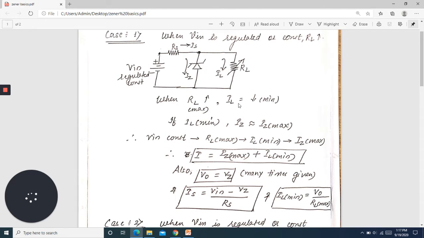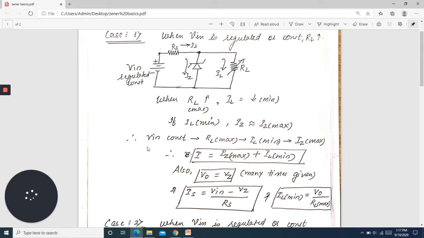So when RL is maximum, IL has to be minimum. When IL is minimum, that means a minimum amount of the total current flows through this RL, and the majority of the total current will now flow through this zener. So IZ will get maximum. Till this point, I hope you understood.